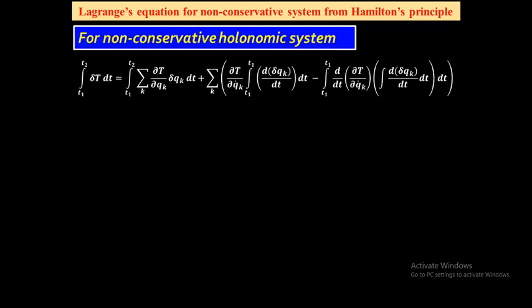So after applying the product rule, the first term stays as it is, summation over k, first term times integral of second, minus the integral of the derivative of the first term times the integral of the second. Now look here: this is an integral and this is a differentiation, and since integration and differentiation are inverse processes, they will cancel out. So only delta qk will remain over the limits t1 to t2. Here also the integral and differentiation are reverse processes, so they cancel out, and only delta qk will remain here.